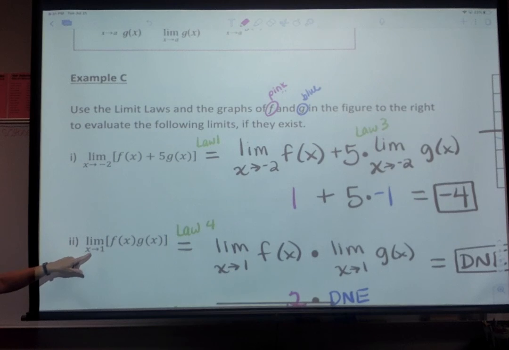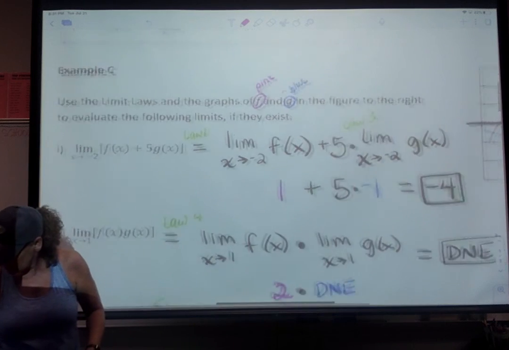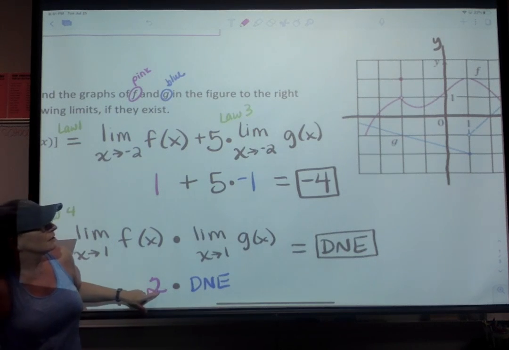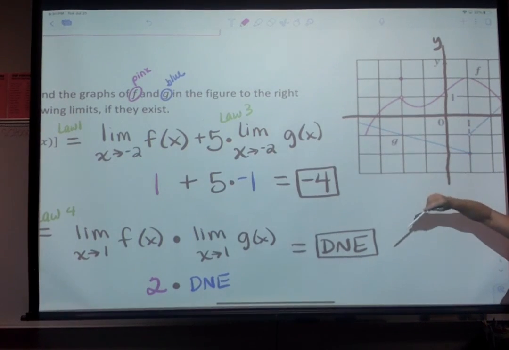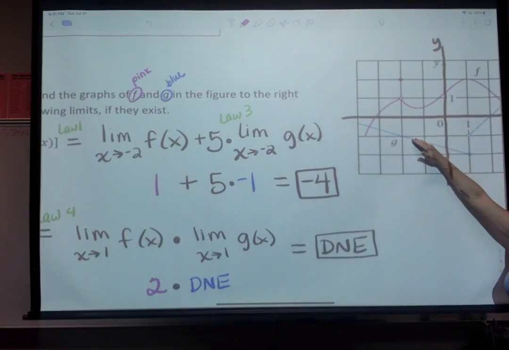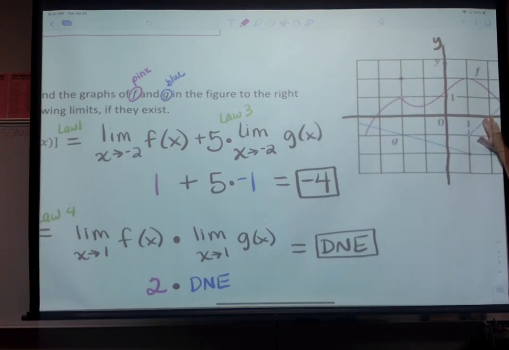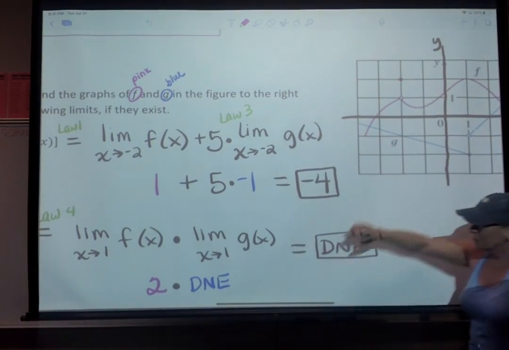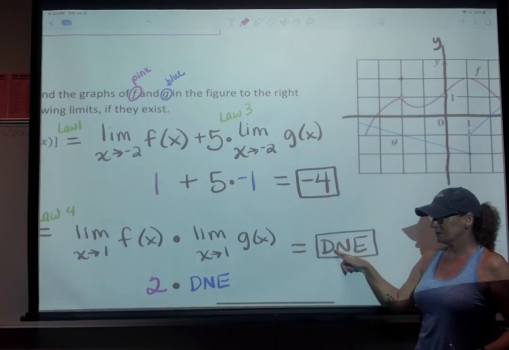Next one, I use law number 4. It's multiplication. I split them into 2. I evaluated the limits as x approaches 1. As x approaches 1, f was headed toward 2. And as x approaches 1, look at this. As x approaches 1 from the left, the blue is headed toward -2. From the right, the blue is headed toward -1. Do they match? No. So, as x approaches 1, this limit doesn't exist. So my answer is doesn't exist.